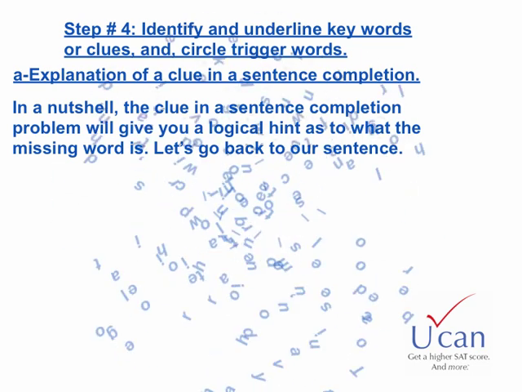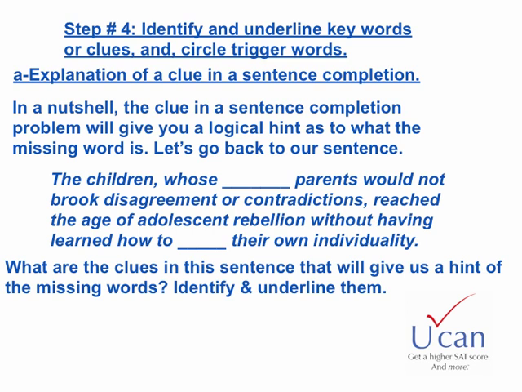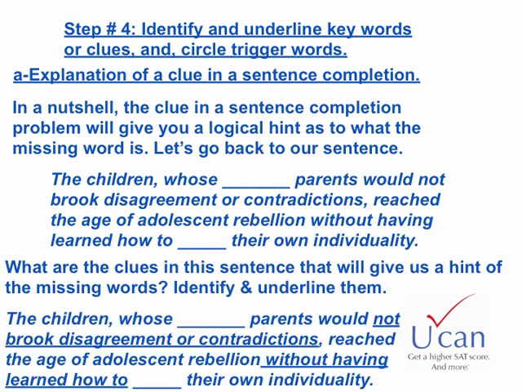So let's go back to our sentence. Let's try to identify the clues here. We are trying again to find a clue that will give us a hint as to the word that describes the parents. So let's look very carefully. What could that clue be? We analyze this carefully, and let's see what we can come up with. So the question is, what are the clues in the sentence that will give us a hint of the missing words? Please, let's identify and underline them, and here we go.